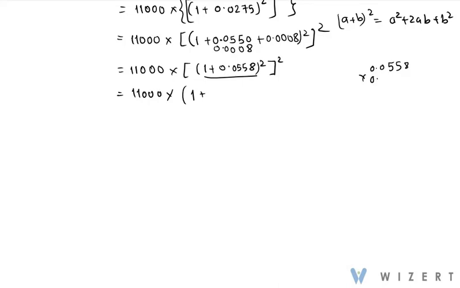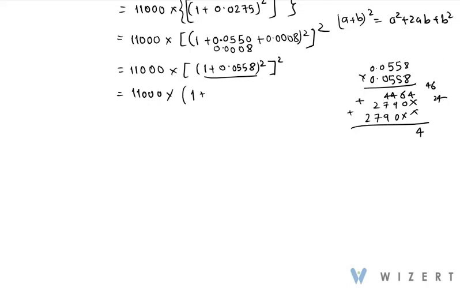0.0558 multiplied by 0.0558. 8 8s are 64. 8 5s are 40 plus 6 is 46. 8 5s are 40 plus 4 is 44. Plus 5 8s are 40. 5 5s are 25 plus 4 is 29. 5 5s are 25 plus 2 is 27. Again we multiplied by 5, so 2790.